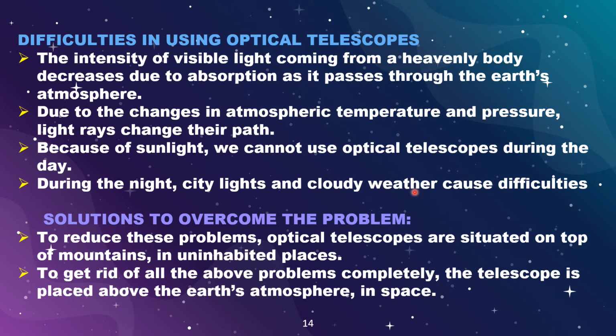So there are solutions to overcome this problem in the use of optical telescope. So what can be done in order to reduce the difficulties in the use of optical telescopes? To reduce all these above problems, the optical telescopes are situated on top of mountains in uninhabited places. Also, to get rid of the above problems completely, the best thing is to place the telescope in space above the Earth's atmosphere.